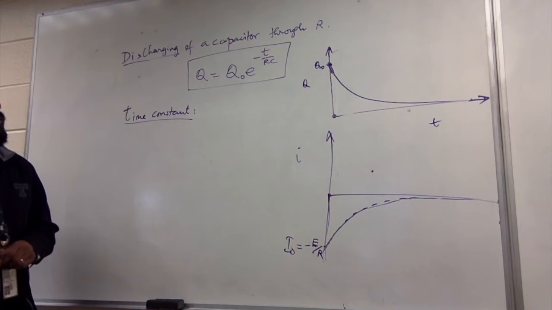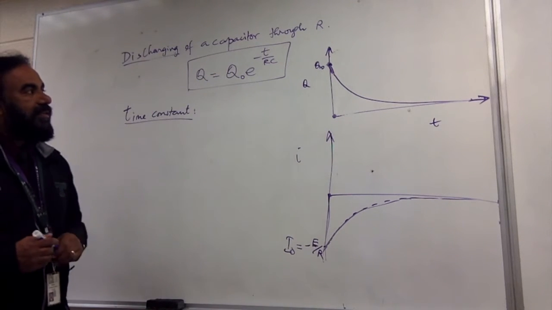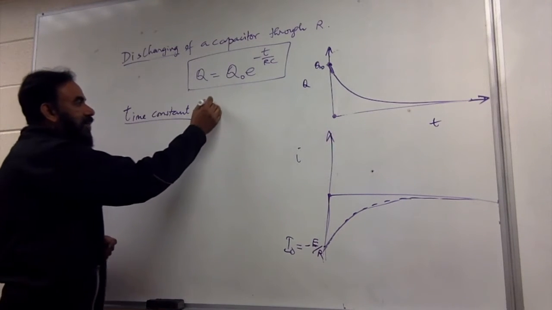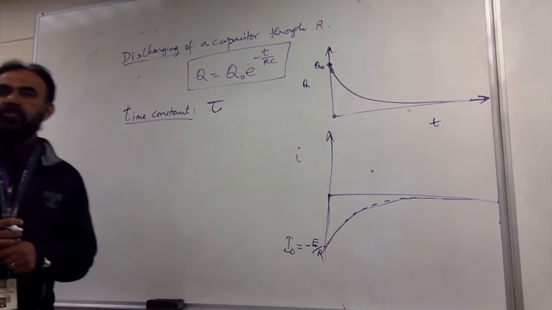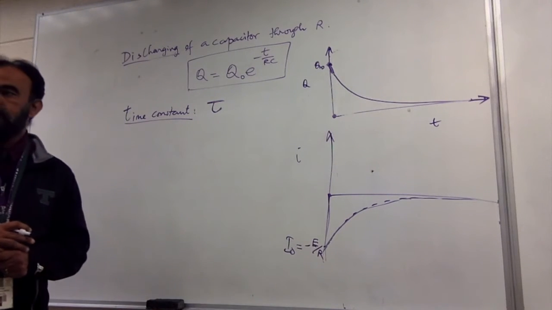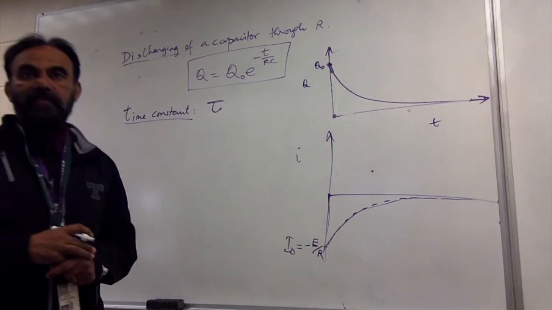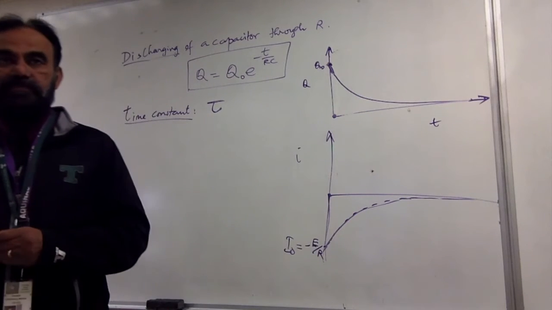Instead, we call it the time constant, RC, the product of R and C. The time constant is symbolized by the letter tau. That's a Greek letter. Again, you may be seeing this for the first time. It's called tau, T-A-U, and this is a Greek T.